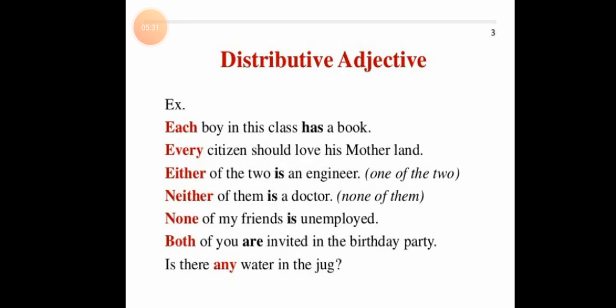Now distributive adjectives, see the examples. Each boy in the class has a book. Every citizen should love his motherland. Either of the two is an engineer. Neither of them is a doctor. None of my friends is unemployed. Both of you are invited to the birthday party. Is there any water in the jug?